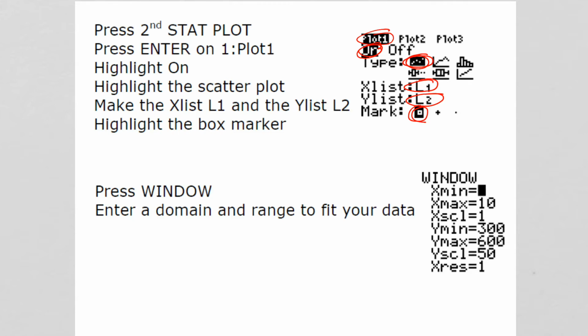You want to also make your window fit your data. So this window is for another set of data, but for your data, you want to go from at least 0 to 100, so that'll be enough. And the scale, since we're going from 0 to 100, you wouldn't want to mark every one. Let's go by 10. And then your Y values, it says 64 to 76, so let's do 60 to 80. And we can mark those with a scale of 5.